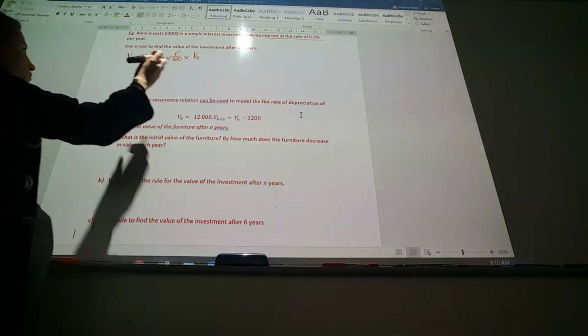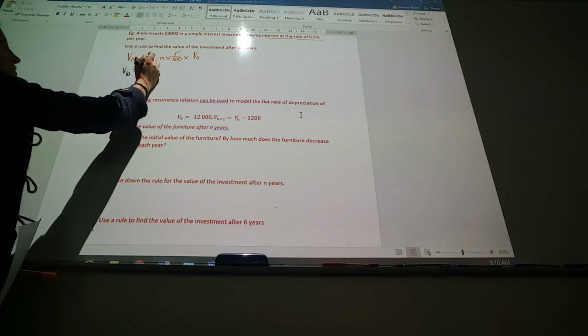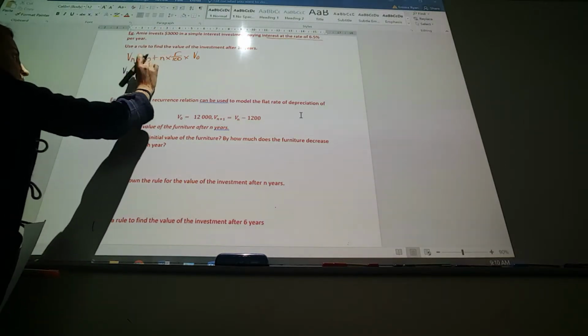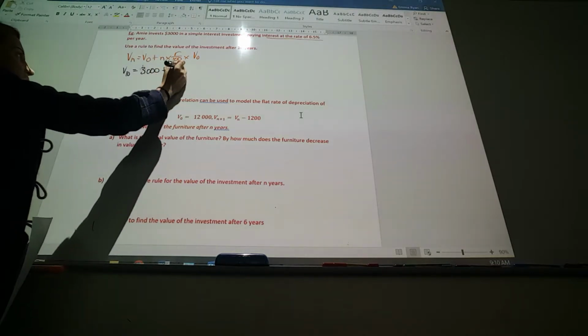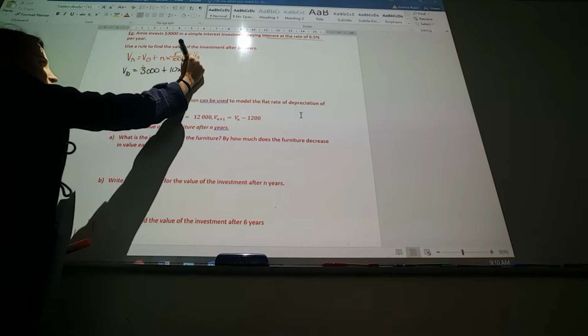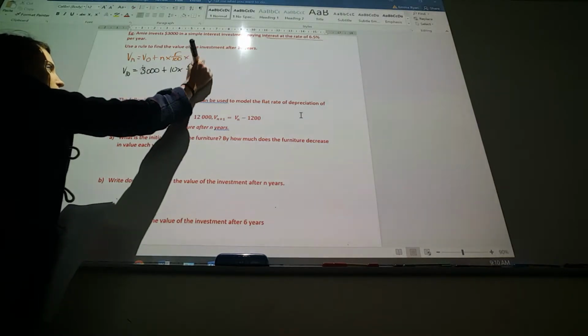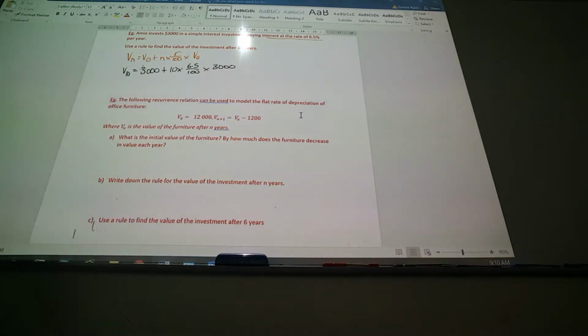So we're looking for 10 years, so V10, our starting value is $3,000 plus our N, which is 10, the rate, which is 6.5, and by the starting value again.